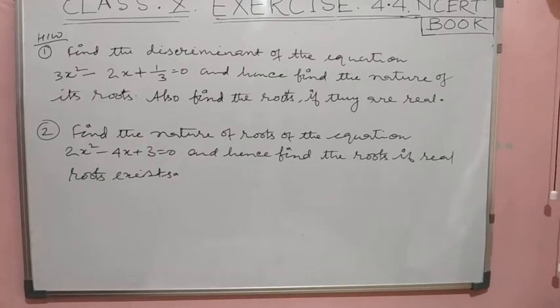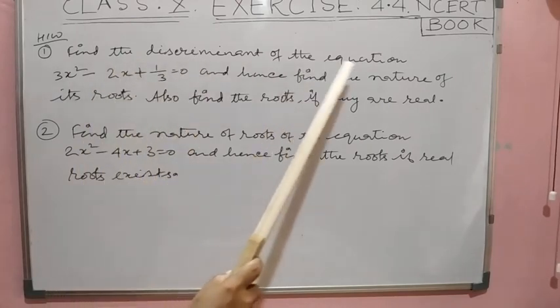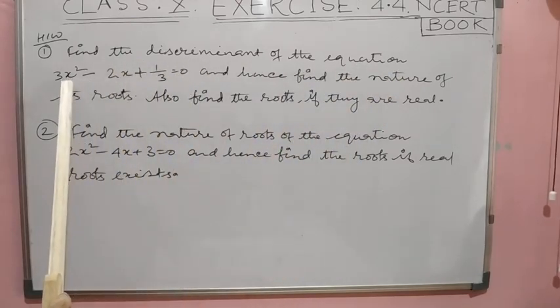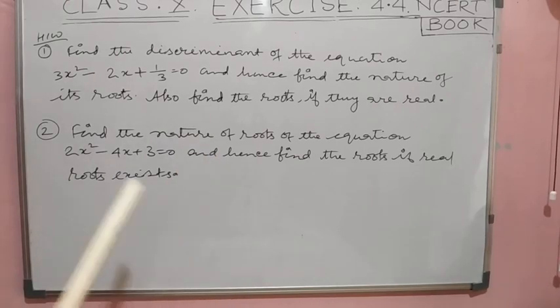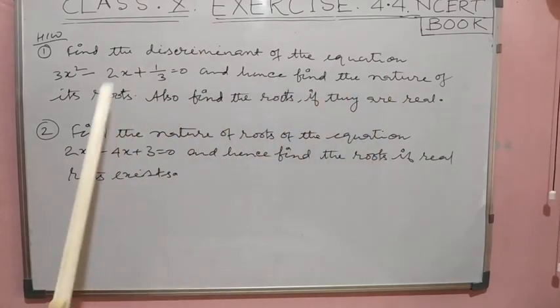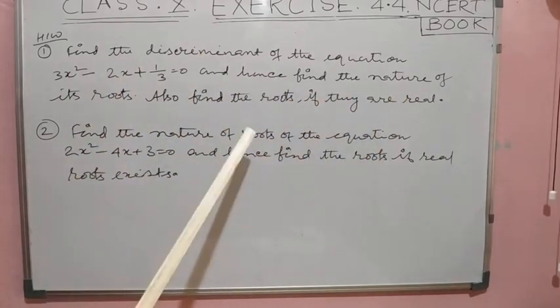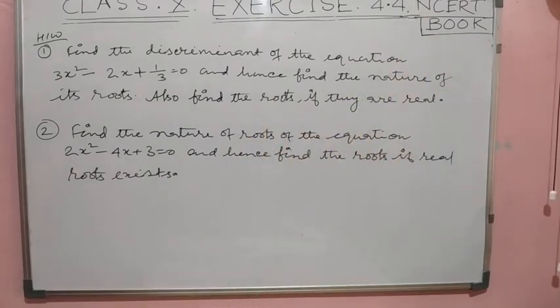Okay, dear children, you see, find the discriminant of the equation 3x square minus 2x plus 1 by 3 equal to 0, and hence find the nature of its roots. Also find the roots if they are real. Then अगर real root है तो root भी निकलना है.